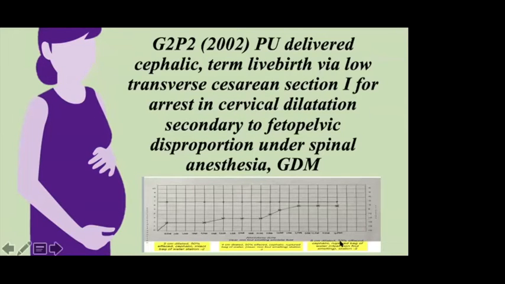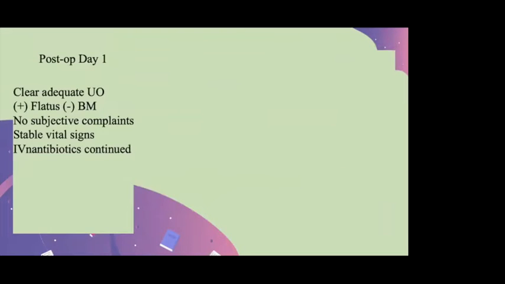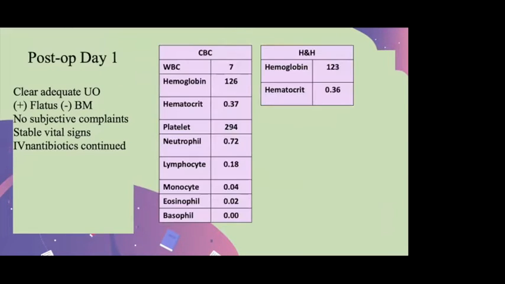The patient underwent 18 hours of labor and subsequently underwent low transverse cesarean section for arrest in cervical dilation secondary to fetal-pelvic disproportion. On post-operative day 1, the patient had clear, adequate urine output. She had flatus but no bowel movements with no subjective complaints, stable vital signs, and IV antibiotics were continued. Her repeat hemoglobin and hematocrit revealed a hemoglobin of 123 from 126 and a hematocrit of 0.36 from 0.37.